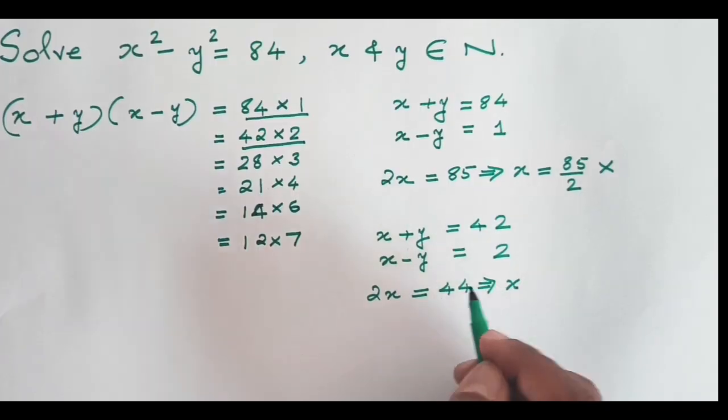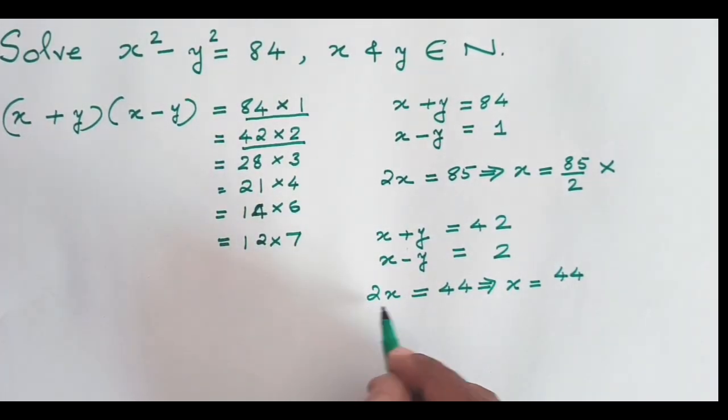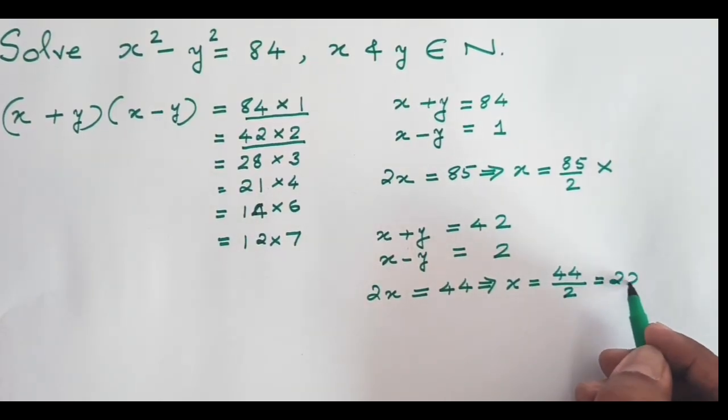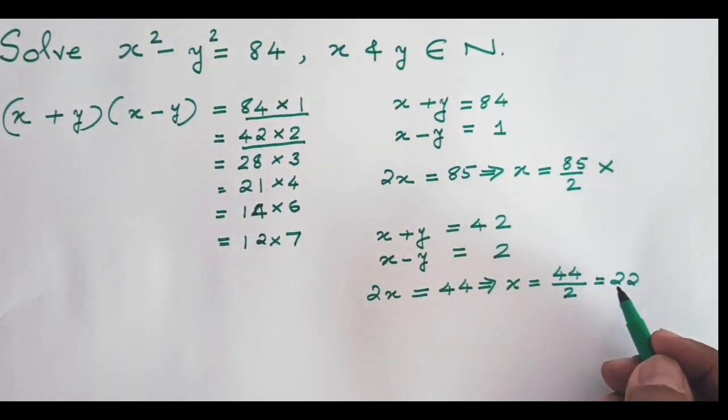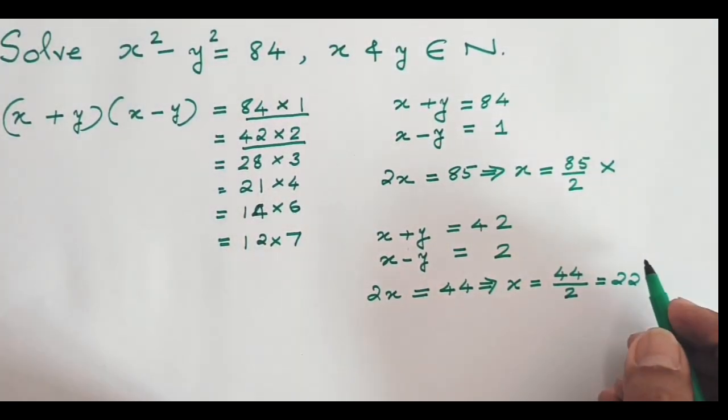Now to find x, you take 2 to the right side. See, this is 2 multiplied by x. On the right, it becomes division, as you know. So x is equal to 22, which is an integer. So this solution is acceptable. So we have found x. Now we need to find y. How do you find y?